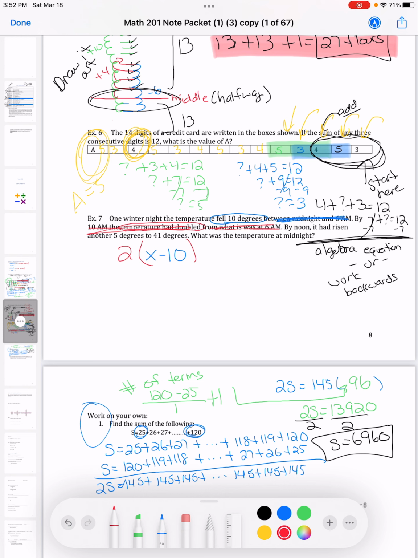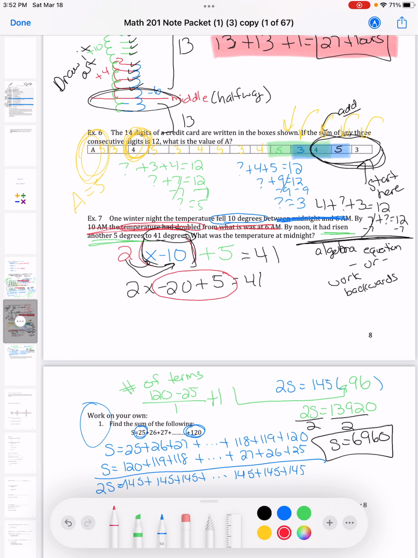So I've done that. By noon, it had risen 5 degrees. Risen is adding. And that's when it's equal to 41 degrees. So I set up that algebra equation, and now I'm going to use my algebra skills to solve that. So I'm going to distribute and get 2x minus 20. I'm not distributing to the 5 because it's not in the parentheses. I only distribute to the terms in the parentheses.